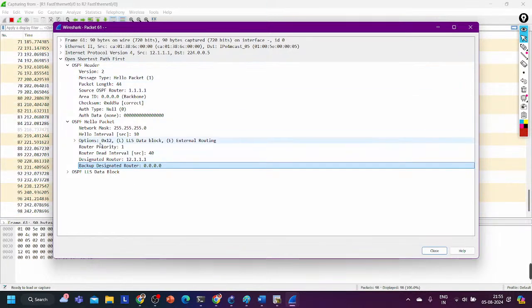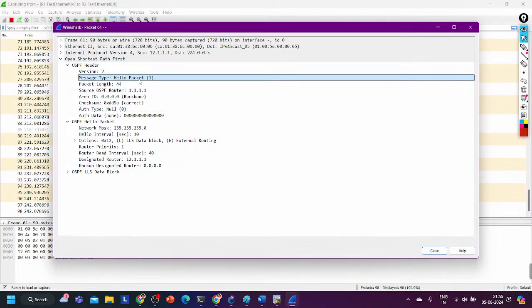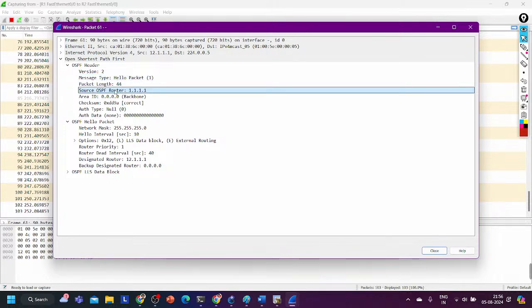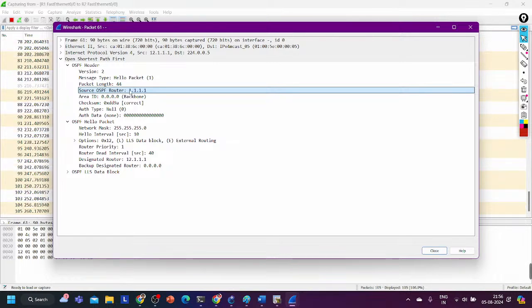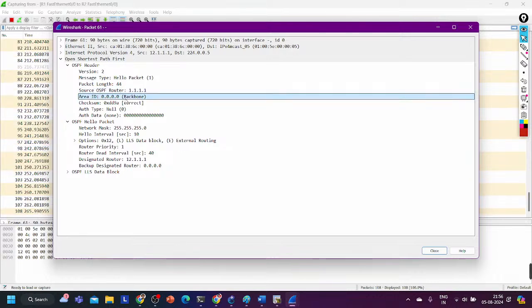Out of all this information, these are the OSPF neighborship parameters. Hello time must match. Router ID must be unique. Router 1 has router ID 1.1.1.1 and router 2 has router ID 2.2.2.2, so both are unique. Area ID must be the same. But in my scenario, the area ID is not the same. Here the area ID is 0.0.0.0.